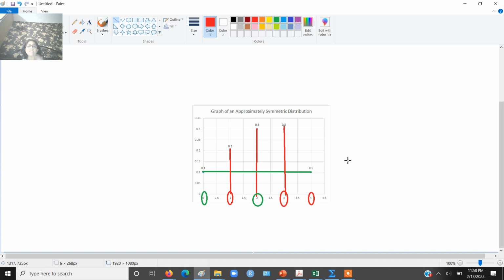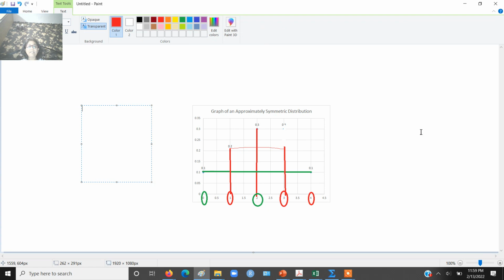So why am I focusing on equidistant points? Actually, if the values that are equidistant have the same heights, for example if this value was 0.3 and this value was also 0.2, that is, suppose these two values were the same, in that case we could have said that it's an exact symmetric distribution. Let me type here that if this was the case, then we would have said that it is an exact symmetric distribution.